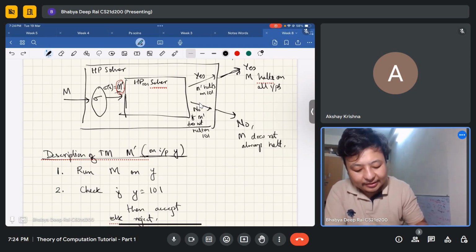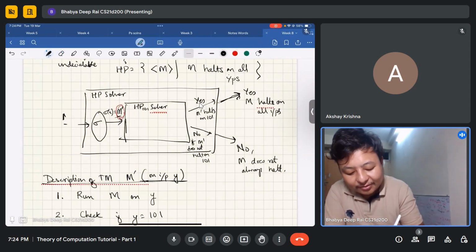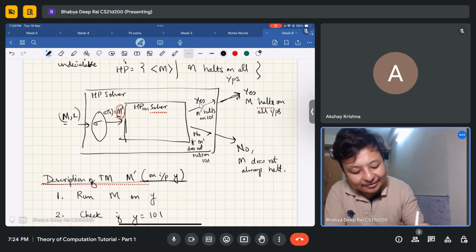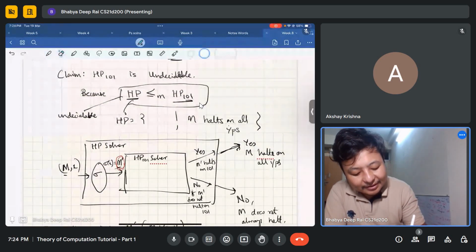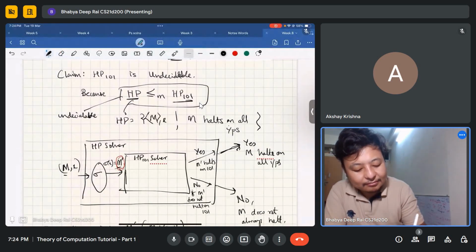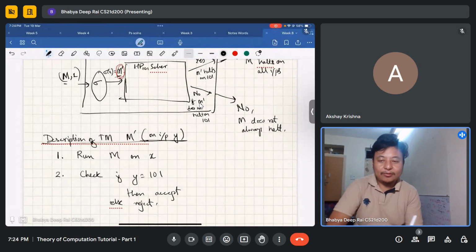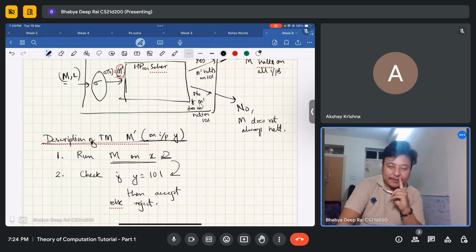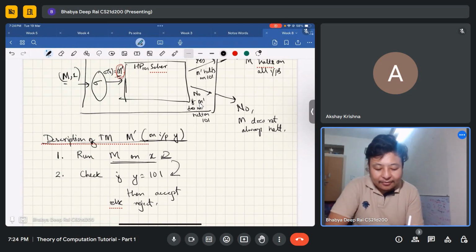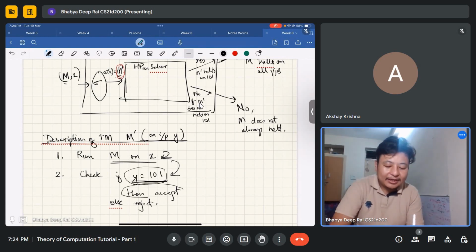Oh, I made a mistake. The input to the halting problem is an M and an X: M halts on X. What we do is we run M on X. If M halts, only then will step 2 get executed. If step 2 gets executed, then I check whether the input is 101. If it is 101, then I accept.